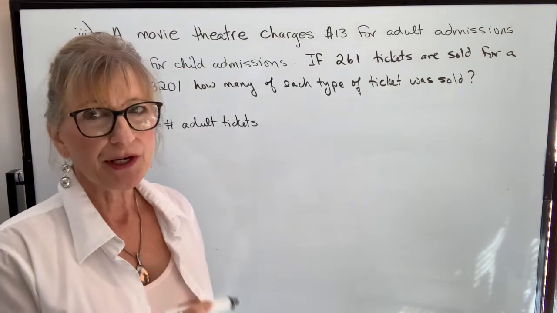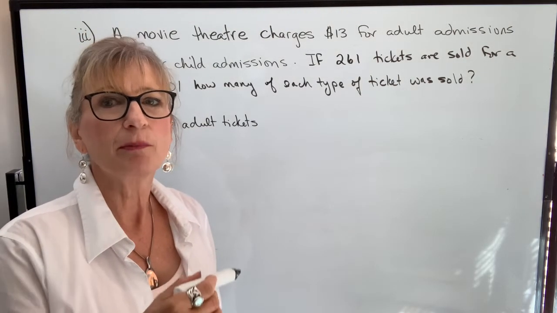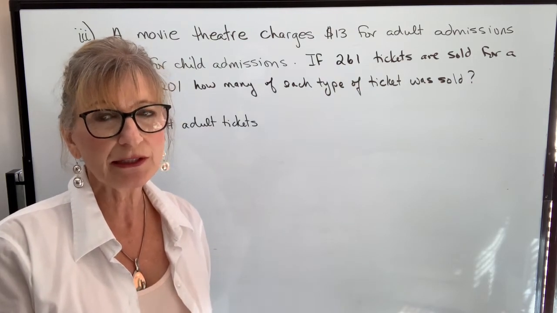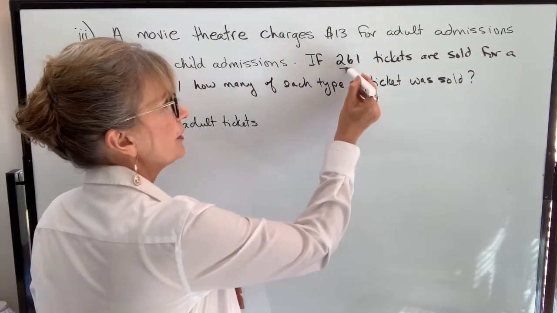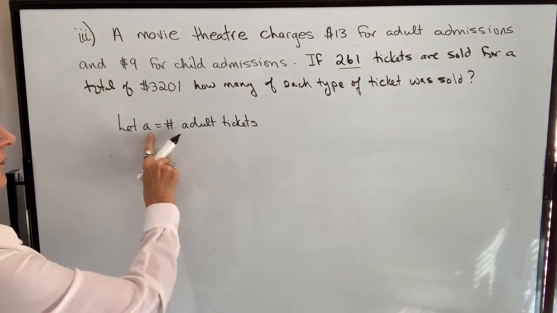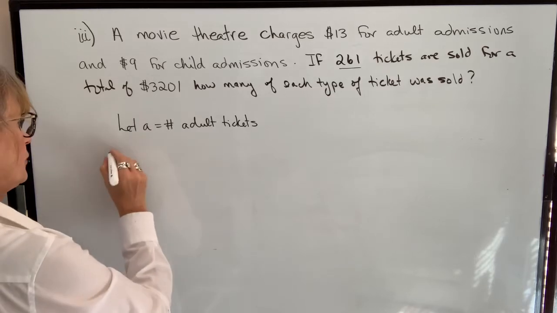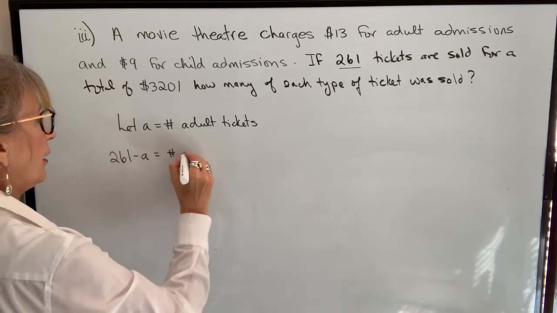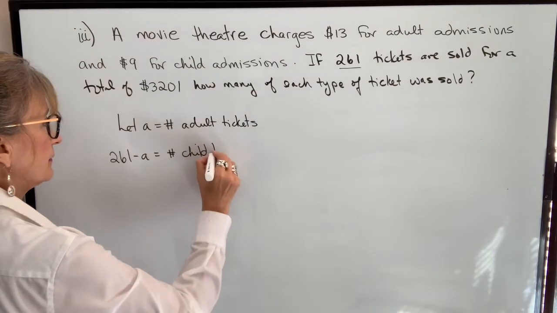Because I'm talking about the number, I want to know how many tickets were sold in total. I don't care about how much money was brought in at this point. I just want to know the number. There are 261 tickets sold altogether. So if A of them are adult tickets, then 261 minus A will be the number of child admissions or tickets.